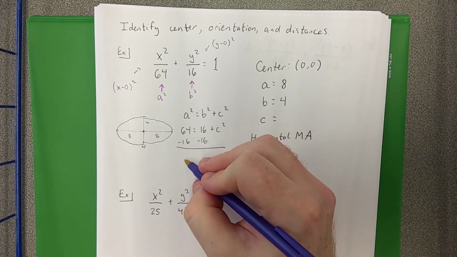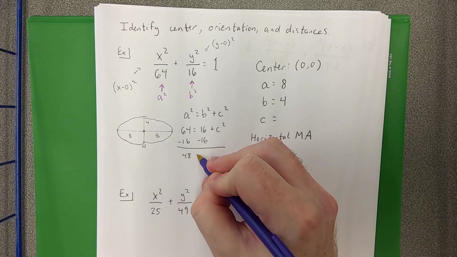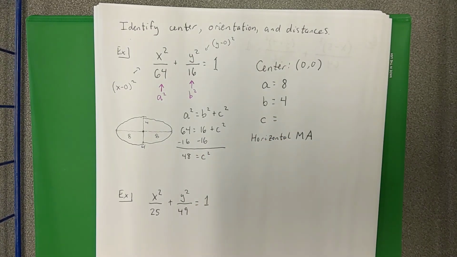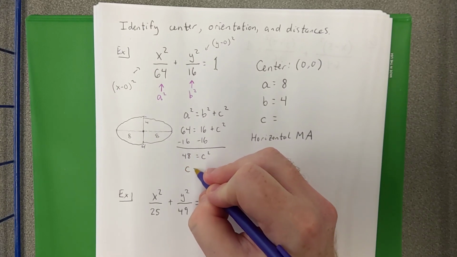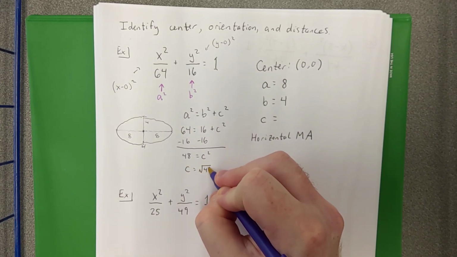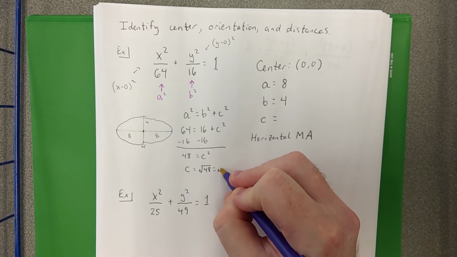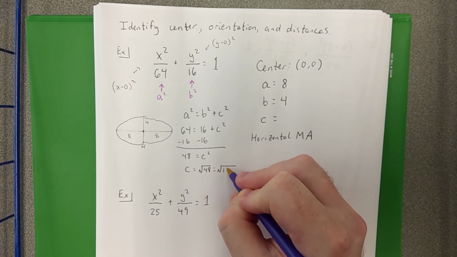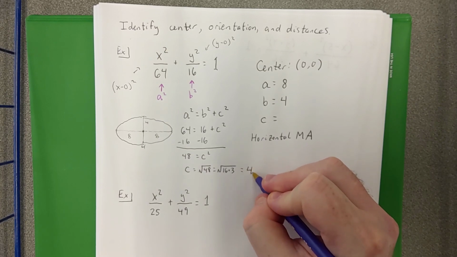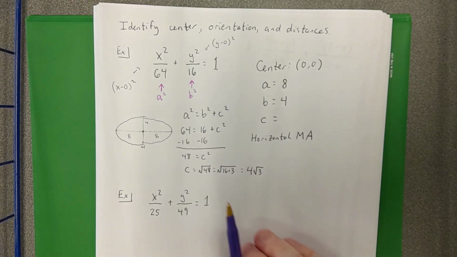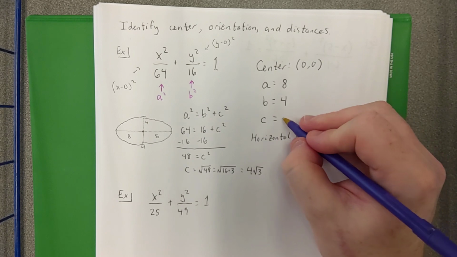We'll start by subtracting 16 from both sides. That'll give us 48 is equal to c squared. Taking the square root of both sides and once again negating the fact that we need a plus or minus, we can call that the square root of 48. 48 can be factored into 16 times 3. 16 has a nice square root, 3 does not. So the value of c would be 4 square roots of 3. We'll fill that in right here.